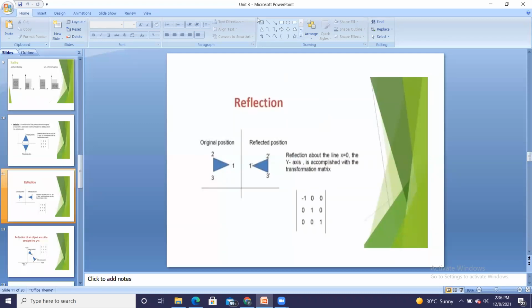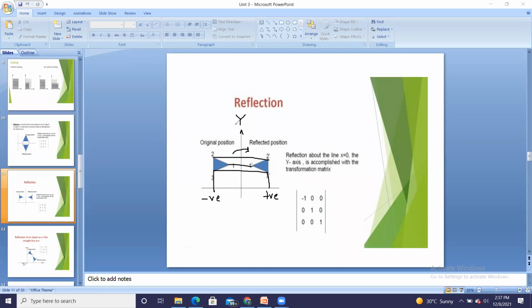As you observe in this diagram, what can be the reflection about y-axis? Here, this is the triangle before reflection, that is the original position. This is your y-axis. Whenever the reflection is carried out, 180-degree rotation takes place about the specified y-axis. The y coordinate remains the same before and after reflection. But what happens with the x coordinate? Here the x coordinate is negative, and after reflection we get the x coordinate positive.